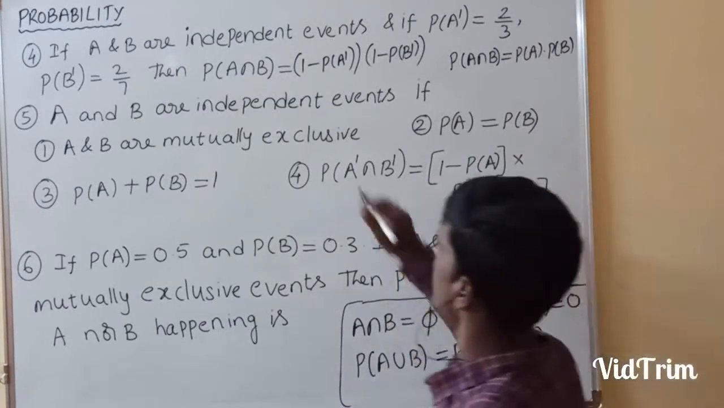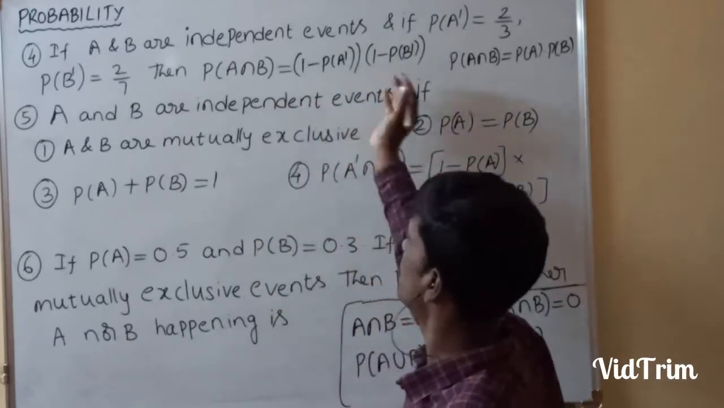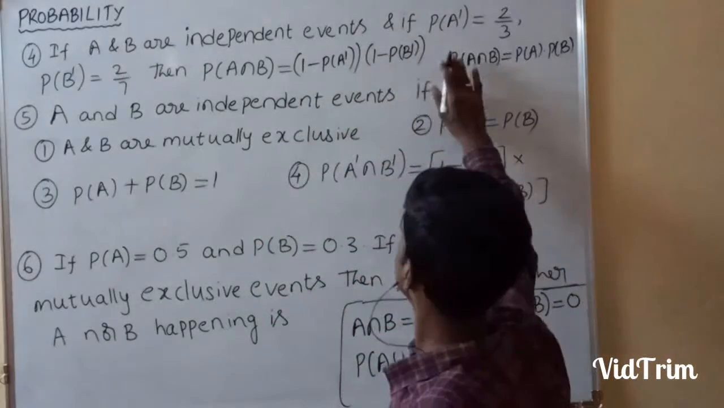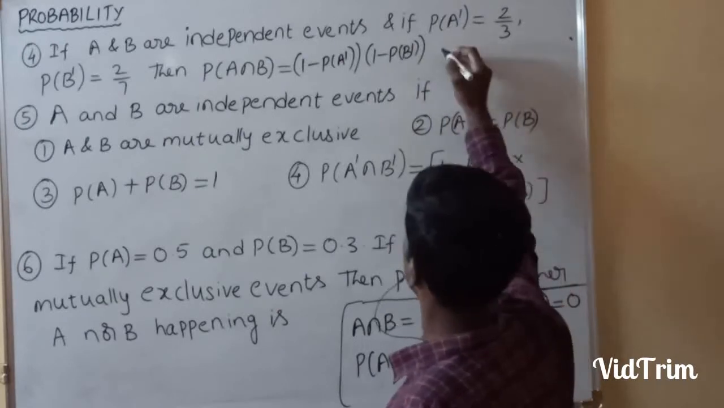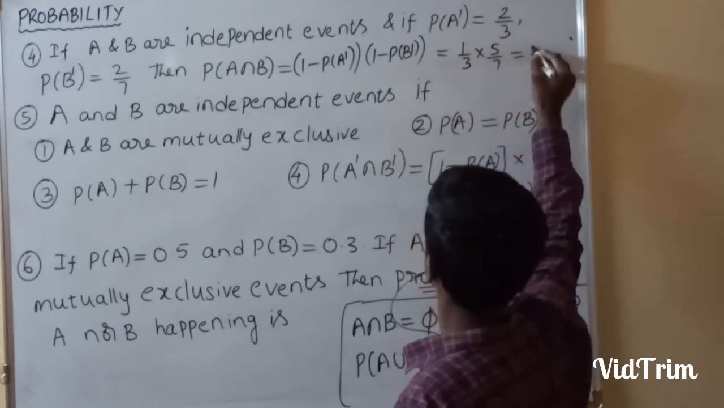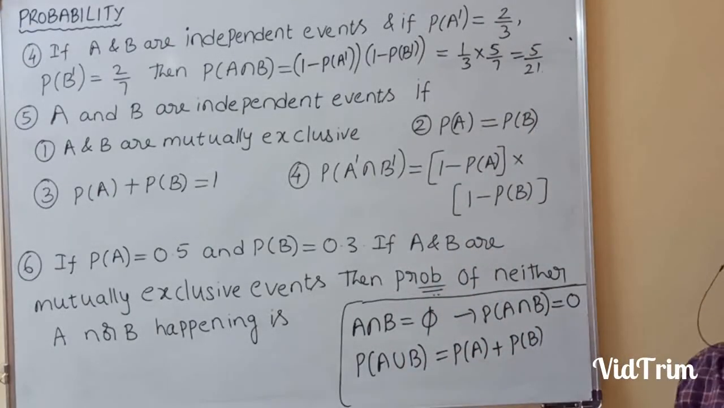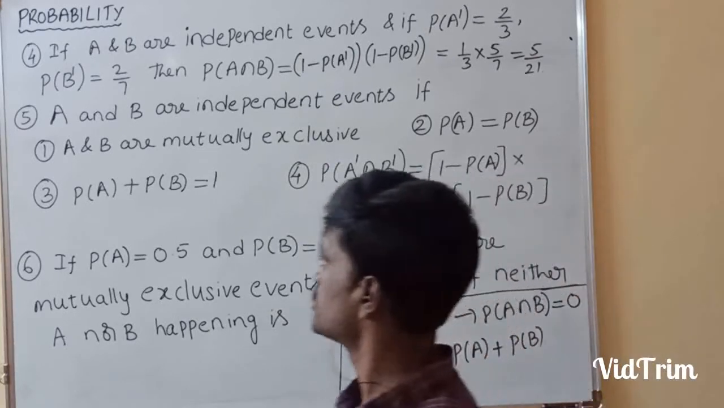So thus this whole value is 1 by 3. This whole value is what? 5 by 7. So 1 by 3 into 5 by 7, what do you get? 5 by 21. So that's the answer. P of A intersection B in the first case is 5 by 21. Now look at the next problem.